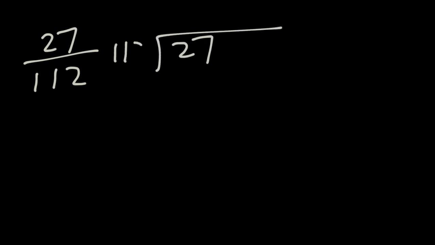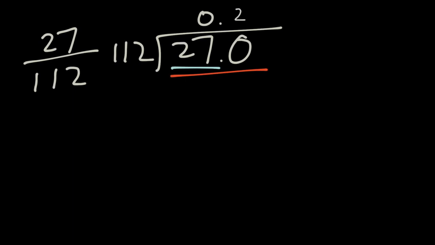27 divided by 112. Okay, so we're starting with 27, the numerator, divided by 112, the denominator. The 27 is not big enough for the 112, so we'll put a 0, and then we'll add a 0 here. 270 divided by 112.